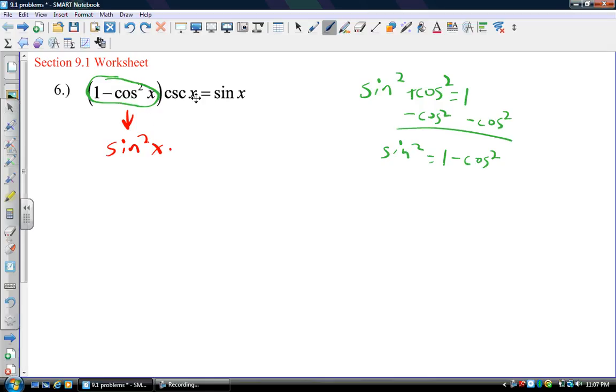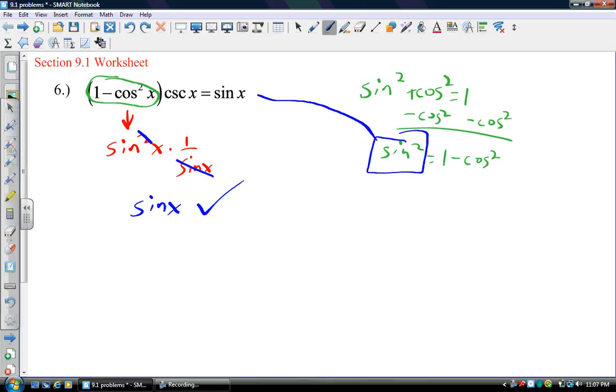Now if I turn this into just 1 over sine, well, now you just have sine squared on top, 1 sine on bottom. That will cancel with one of those, and lo and behold, you're just left with sine x, which is exactly what we wanted. That one actually is pretty fast, just maybe 2 steps there. Once you recognize that's a Pythagorean identity, just written in a different way. So again, the main thing was I replaced the 1 minus cosine squared. The 1 minus cosine squared was sine squared.